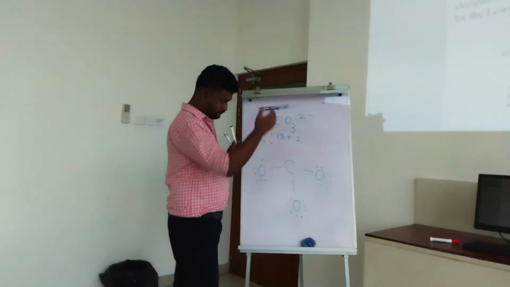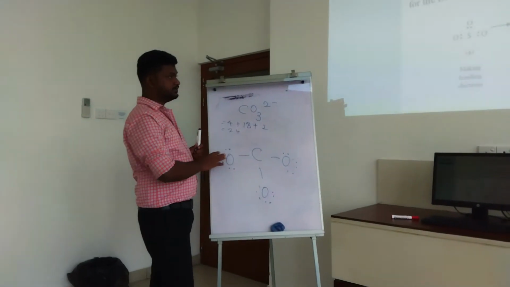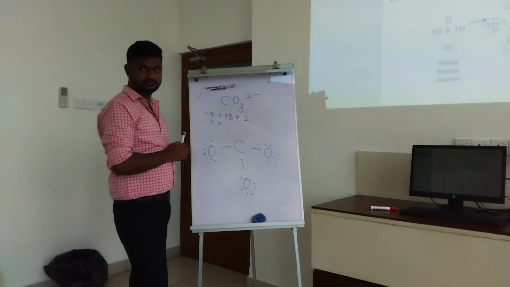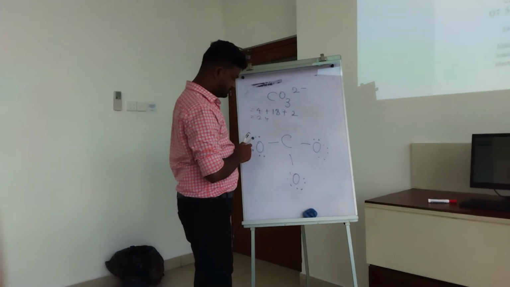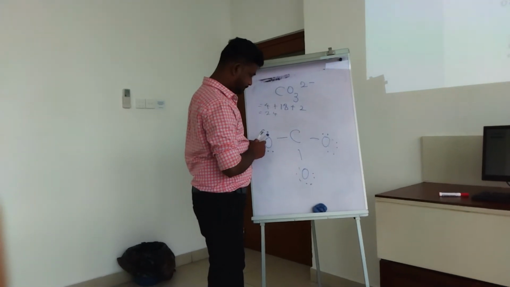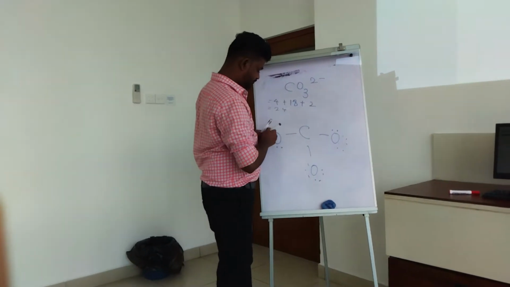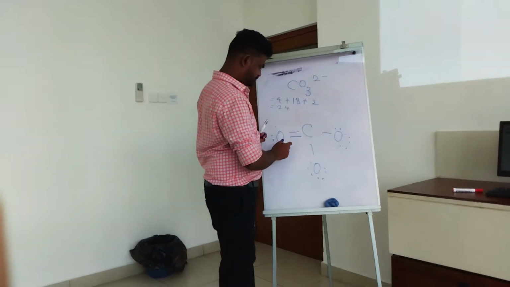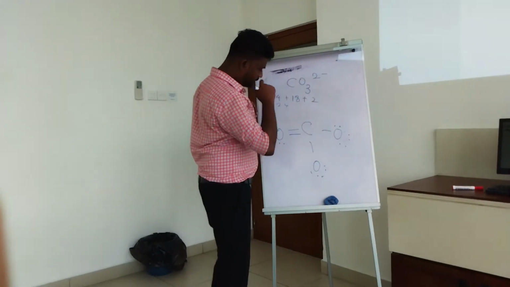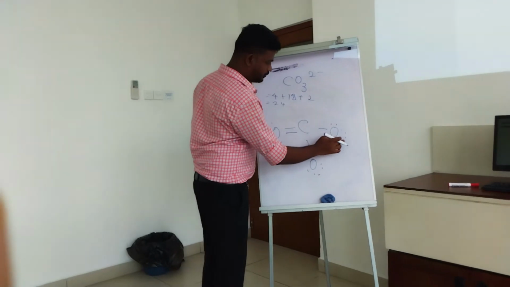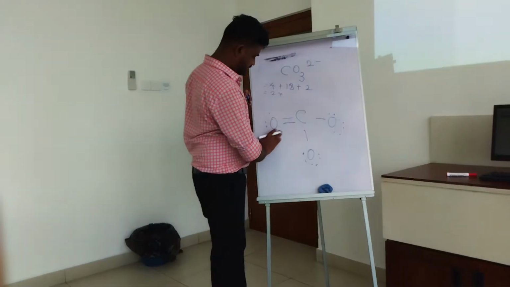For CO3 2 minus, we have double bonds. Yeah, that's a double bond. So you have to draw one more oxygen, but there should be 3 oxygen. Now see the 2, 4, 6, 2, 4, 6. How many remaining? There is a double bond, okay?